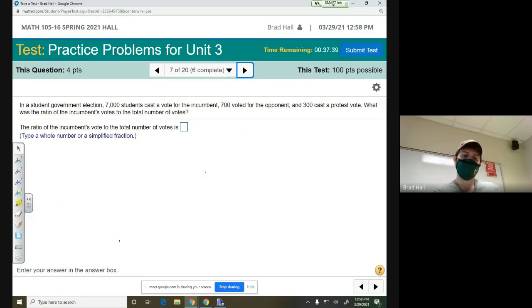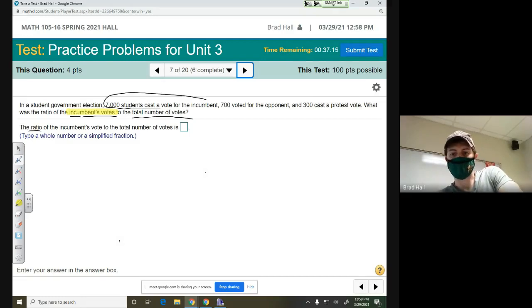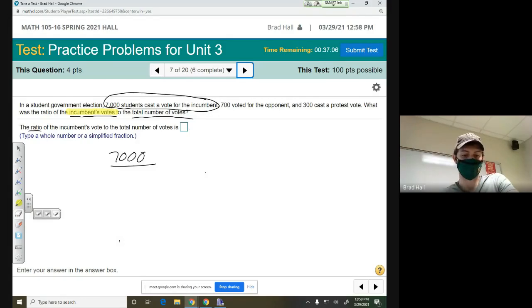So we can see what section this refers to by the instance of the word ratio. So they want a ratio of what they call the incumbents' votes to the total number of votes. Remember, a ratio is just a fraction of values. So we have to start off with the incumbents' votes. It seems like they say 7,000 for the incumbent. So that's easy. That's the numerator. And then the total number of votes.